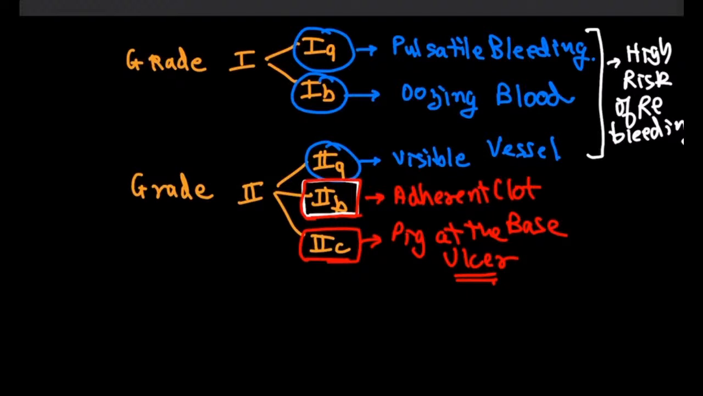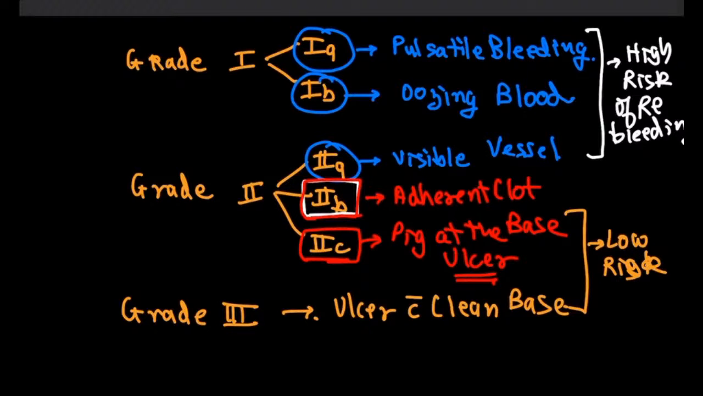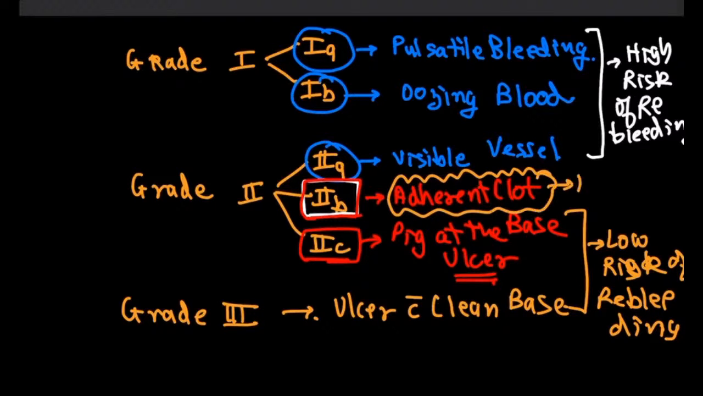And lastly, you have the grade 3. In the grade 3, you have the ulcer with a clean base. What you need to understand is that these have the low risk of rebleeding, and this adherent clot is the one which is having the moderate risk of rebleeding. So you need to understand this, guys. I hope this is clear to you guys.